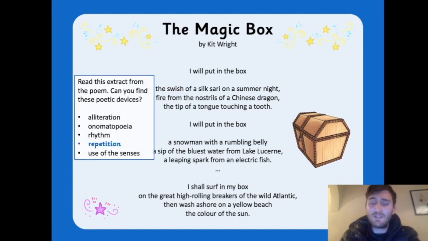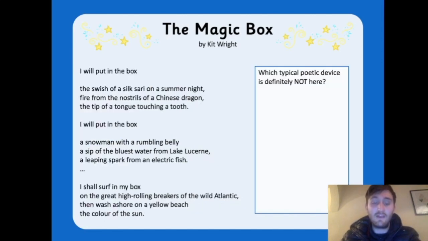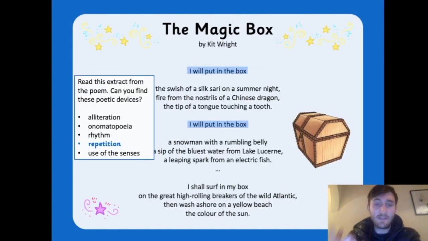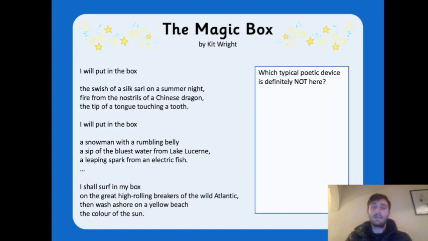Next, we've got repetition. So repetition is just repeating. So we've got I will put in the box, I will put in the box. So just saying the same thing. And then finally, we've got the use of senses. So again, what can I see? What can I smell? What can I taste on the tip of the tongue? Using all of our senses. So let's see, which typical poetic device is definitely not here?